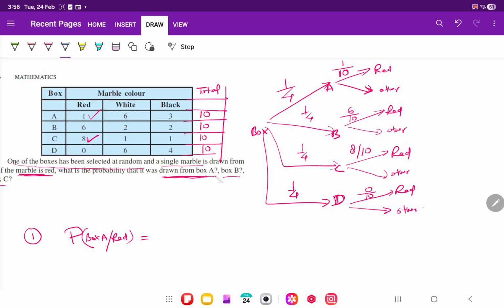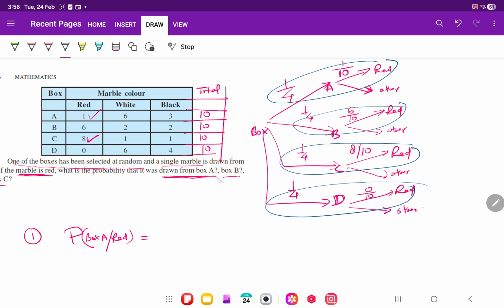So for red marble, there are 4 possibilities. Either this, or this, or this, or this, because it is Bayes. And which one is favorable, coming from box A? This one is favorable, right? Because this is coming from box A and it is red. Okay. So total, how do we write? We write favorable by total. So what are the total possibilities?